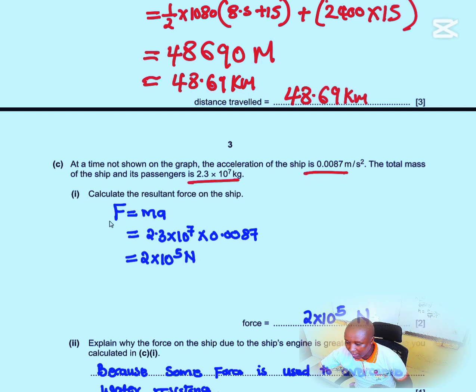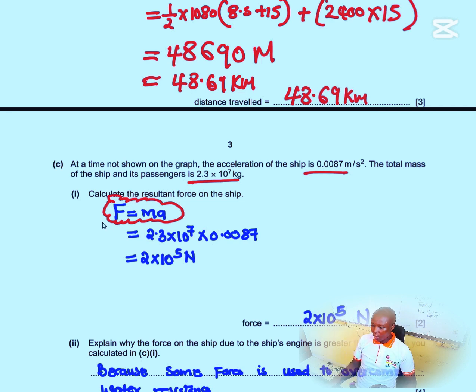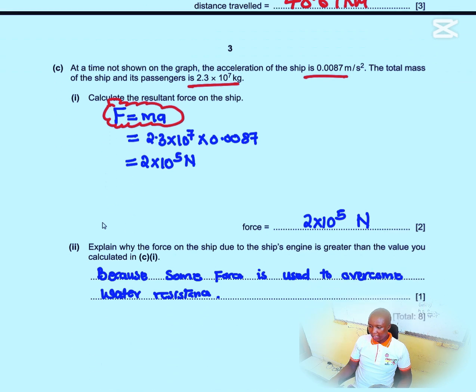We are going to use the relation force is equal to mass times acceleration, and if you apply that, you are going to get your answer: 2 times 10 to the power 5 Newton. That's the force, according to Newton's second law of motion. When a force is applied on an object, it is going to accelerate. And if you take the mass of the object times the acceleration, you get the force that acted on that particular object.